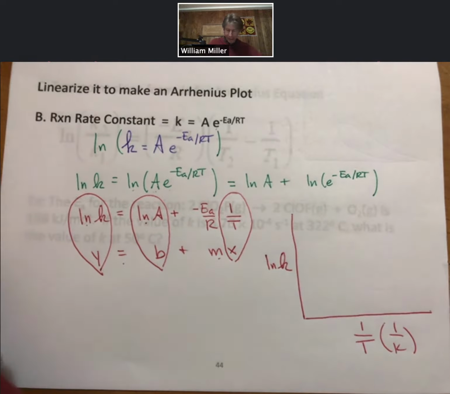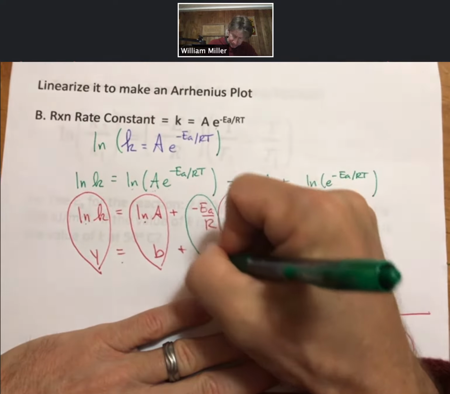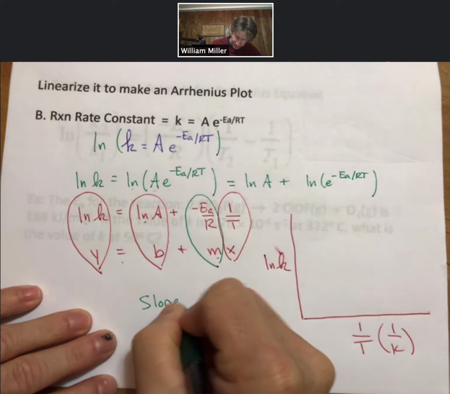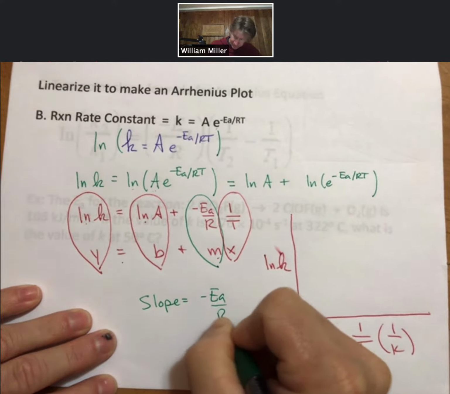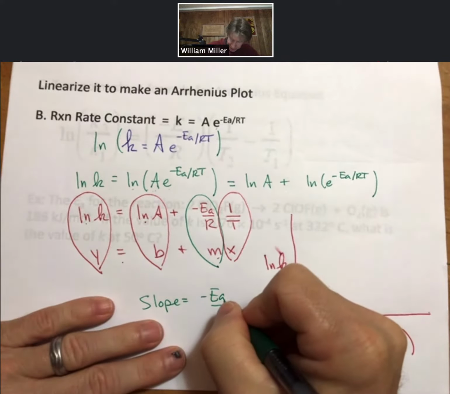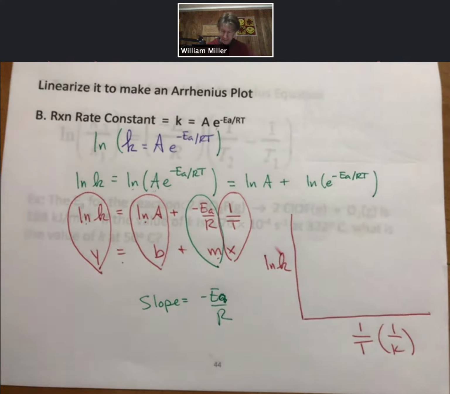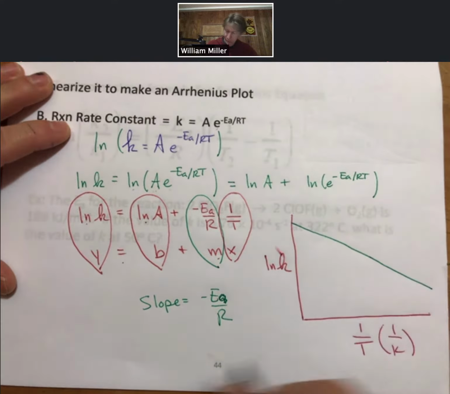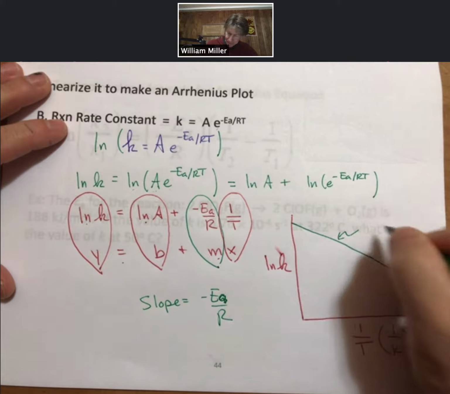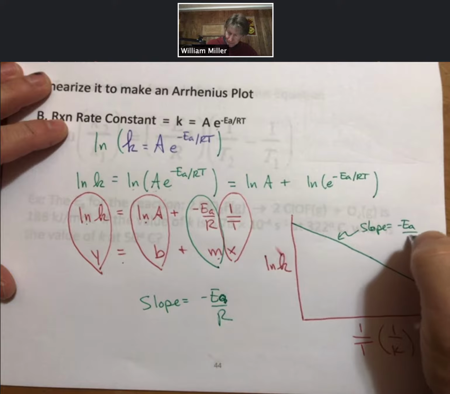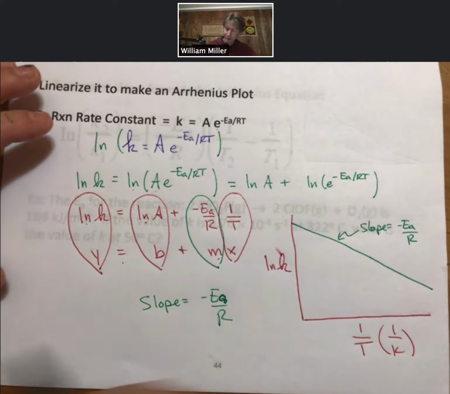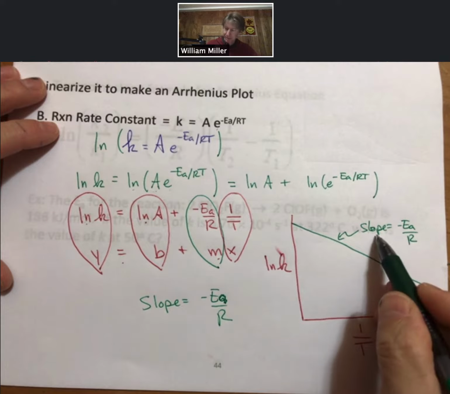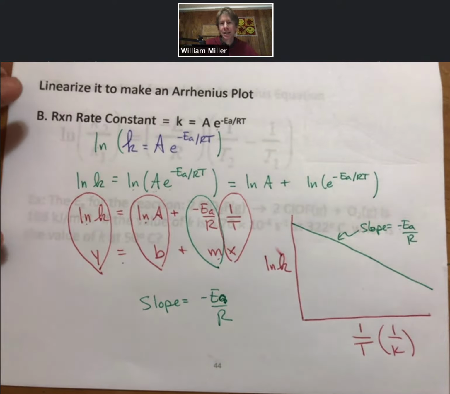And if we do that, then the slope is minus EA over R. That's an A, not a 9. I apologize there. And it will be in a straight line. It will have a negative slope. It'll look something like this when we plot it. Slope equals minus EA over R. Multiply the slope times R and take away the minus sign, and you will get the activation energy.